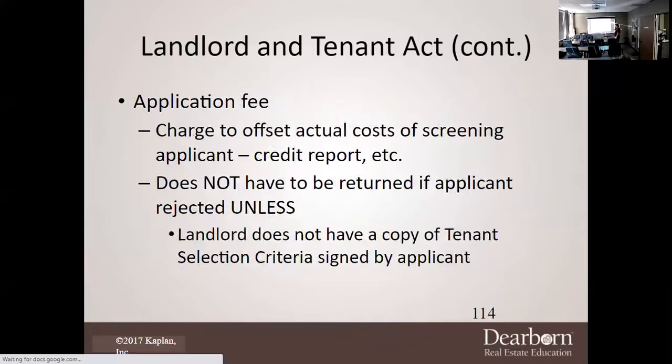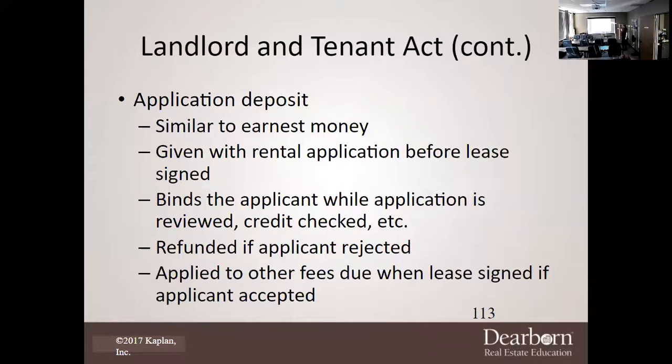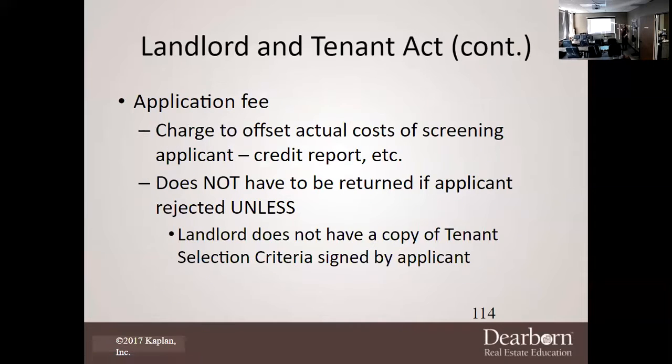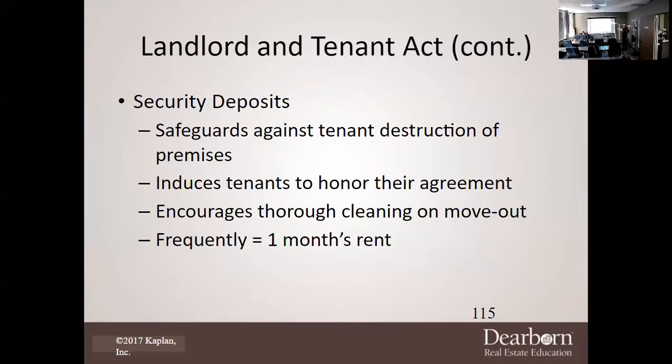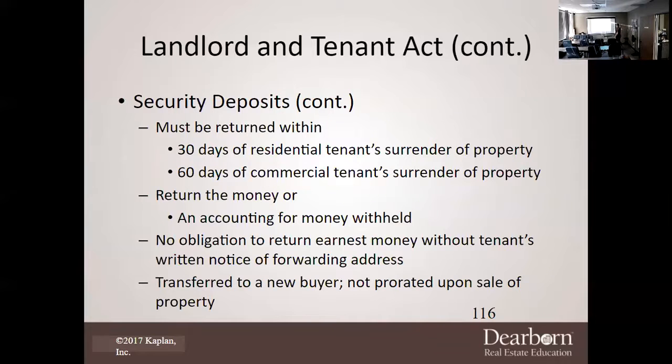A lot of people think that once they pay this deposit and they pay their fee, that's it. I get to move in the property. No, it's not, because you still have to pay your first month's rent. So a lot of times it's very expensive.